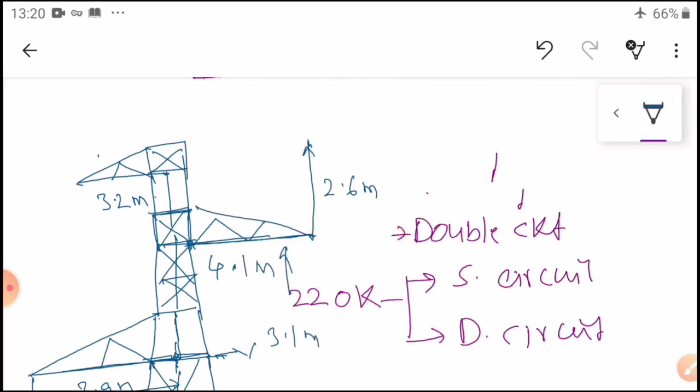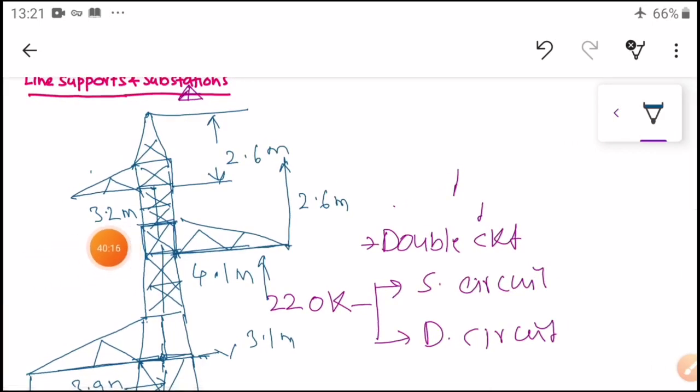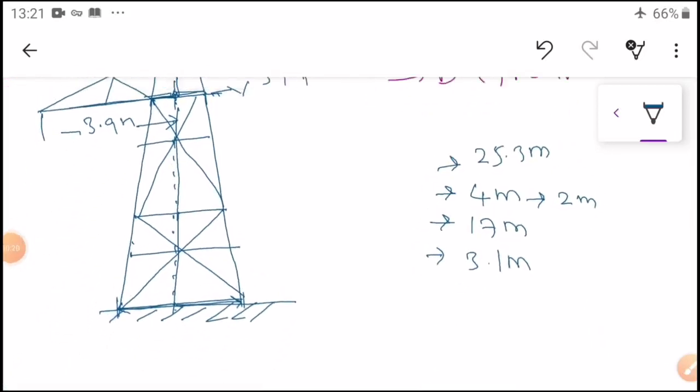Here you can join the mechanical section. Afterwards, you are going to create from this place to the top of this one, equal to 2.6 meters. Then just join these lines. So dear students, this is the structure you can see. This is how this tower is designed.